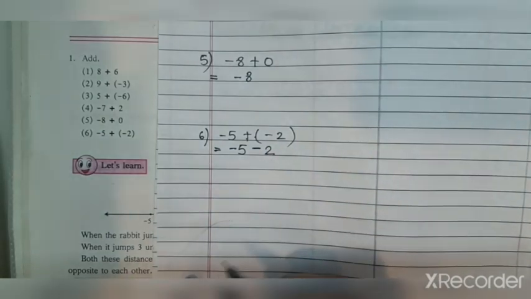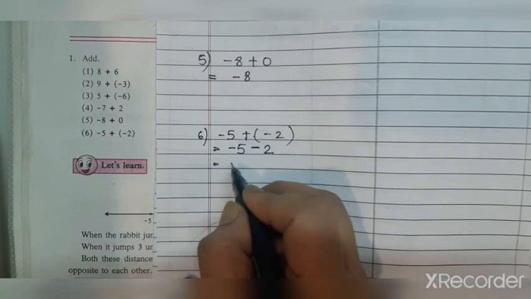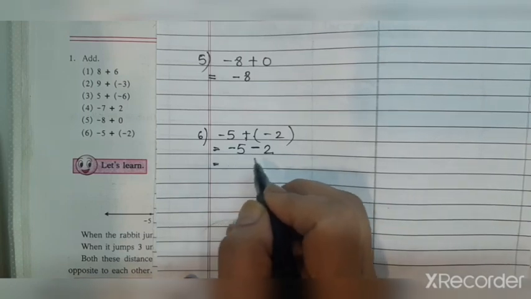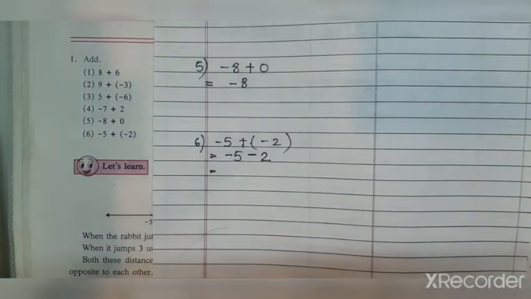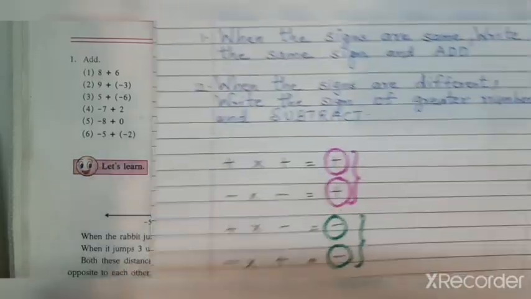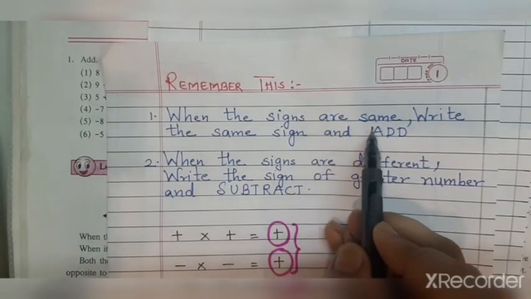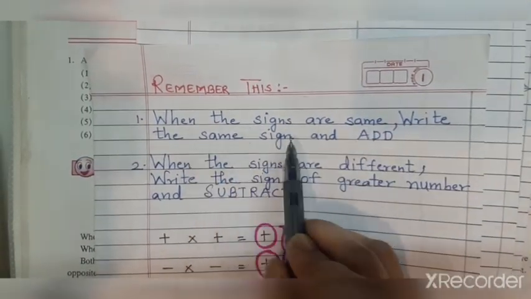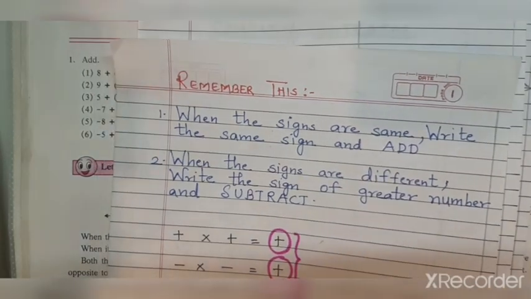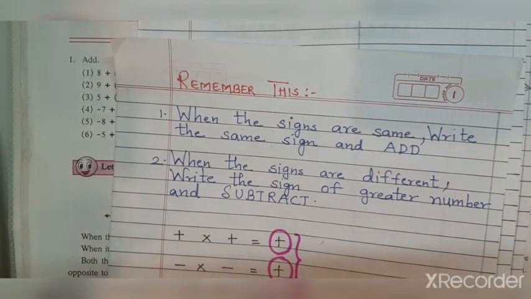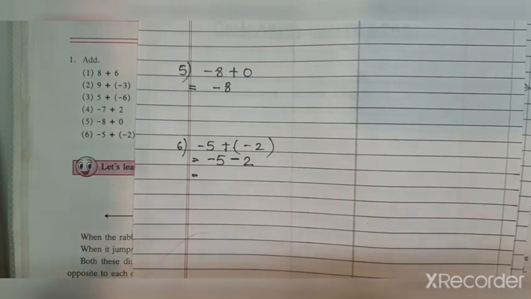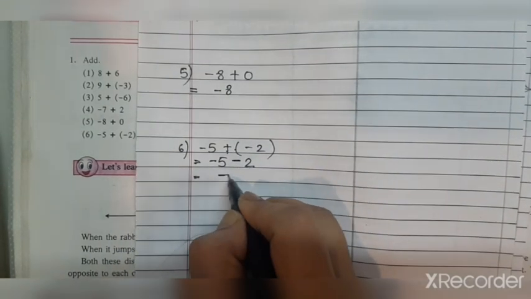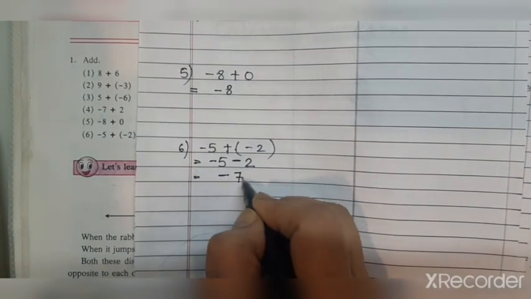Now signs are same. When the signs are same, we just go through the statement here. When the signs are same, write the same sign and add. Okay. So here the signs are same. So write the same sign and add. 5 plus 2, 7.